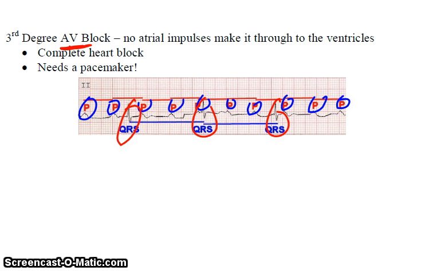So the ventricles are firing with their own intrinsic rate. There is an area within the ventricle that is causing it to contract, but its rate is much slower. Again, this is what it looks like. There are P waves and there are QRS waves, but they aren't associated with one another whatsoever. Complete heart block.